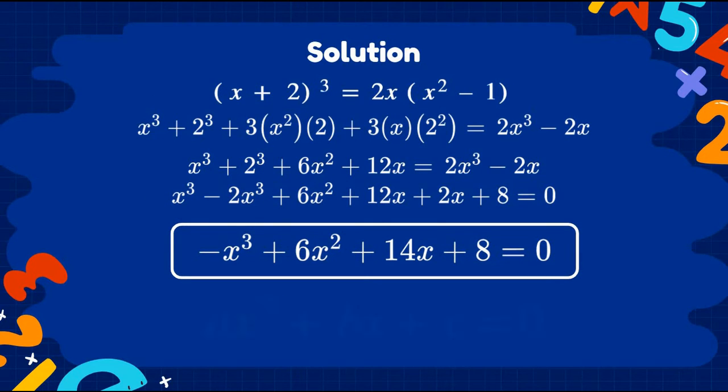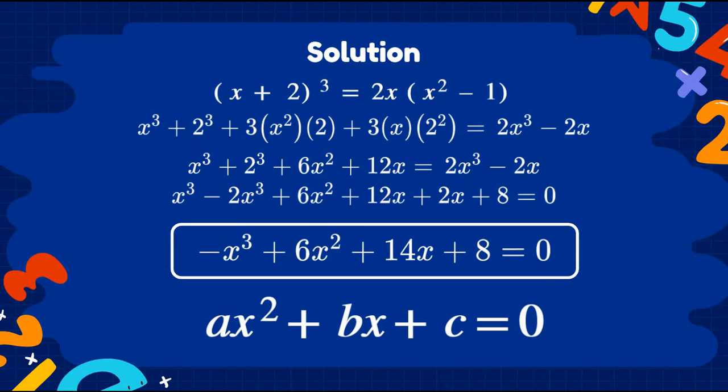What is the next thing to do? We have to just compare it with the standard form of quadratic equation, which is ax square plus bx plus c is equal to 0. Now if you compare, we get all the values of a, b and c. The coefficient of x square is 6, so a is equal to 6, the coefficient of x is 14, so b is equal to 14, and c would just be 8. So you might be thinking it's a quadratic equation. But no, we have something else remaining here. What is it? Minus x cube.